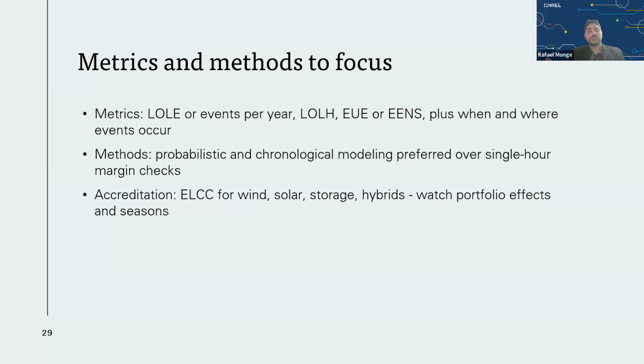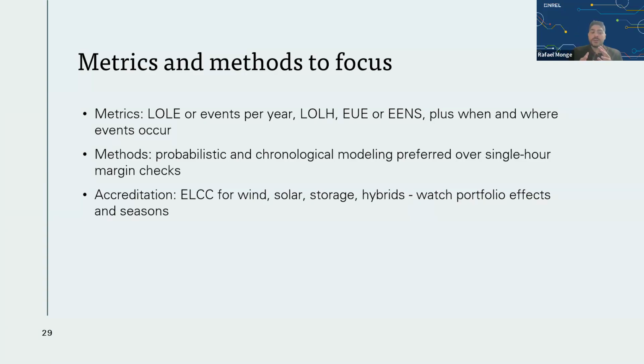Also, methods should reflect today's drivers of risk. Probabilistic and chronological modeling captures multi-day heat, extended winter events, storage cycling, ramp limits, forecast error, and correlated outages.